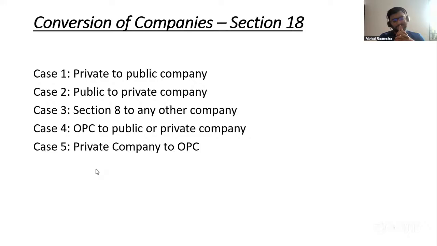It is a private company. It is already a private company. Somebody answered that. Brilliant. But do I have to change anything? Number of members. Number of members I will have to increase. What else will I have to change? Anyone? Think, guys.